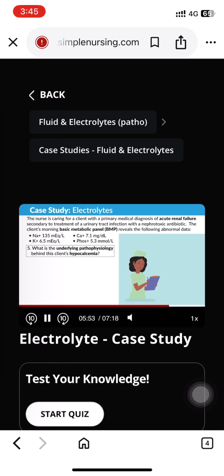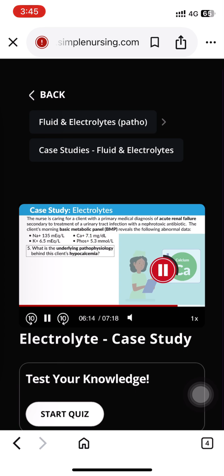What is the underlying pathophysiology behind this client's hypocalcemia? So as you can see above, look at the case study and focus on the key words here. So let the question help you. So go ahead and pause the screen and once again, try your best to answer this question in about 60 seconds or less.